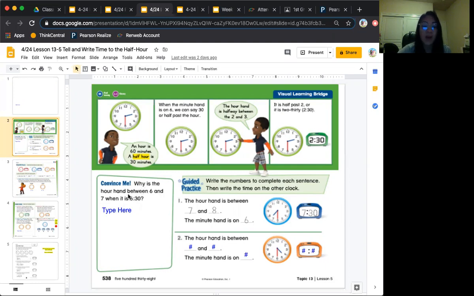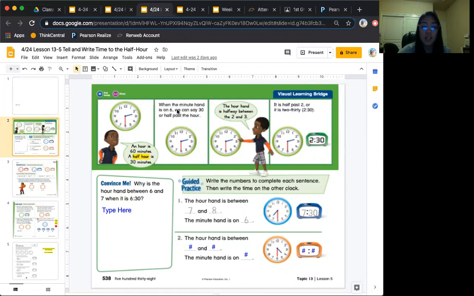Why is the hour hand between 6 and 7 when it is 6:30? So you have to explain when it's 6:30, why is the hour hand between the 6 and the 7? They kind of explained that to us in the video, so if you need to go back, you can stop, pause, and rewind it to that part of our visual learning bridge, okay?